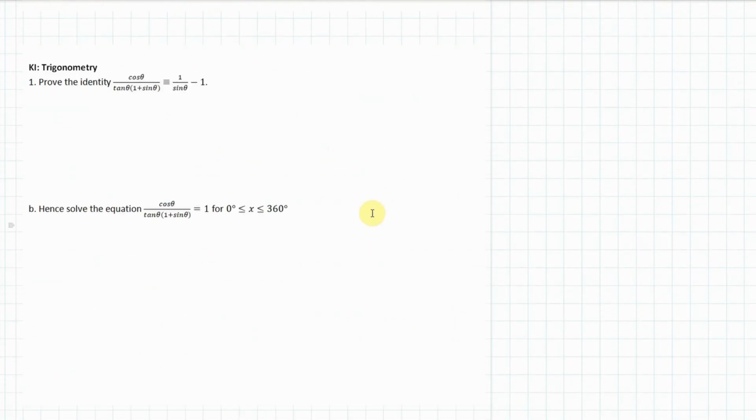The next one is an identity from trigonometry, and probably what I'm going to do is rewrite it first as cosine over sine over cosine into 1 plus sine theta, and I can next write that as cosine squared theta over sine theta into 1 plus sine theta.